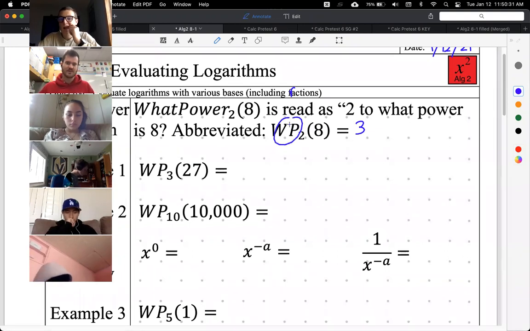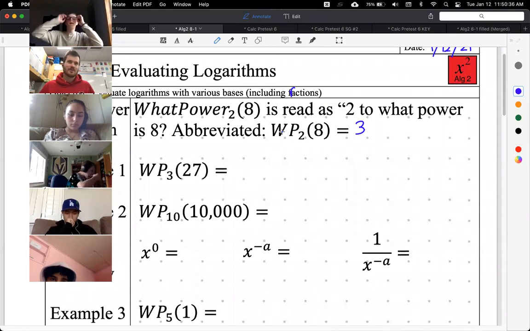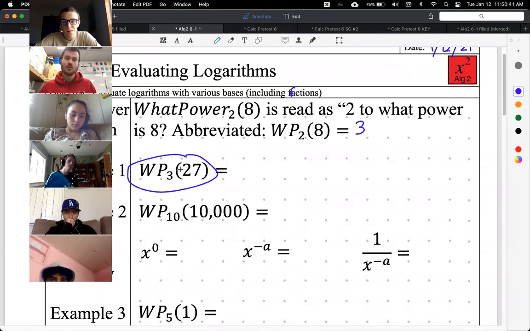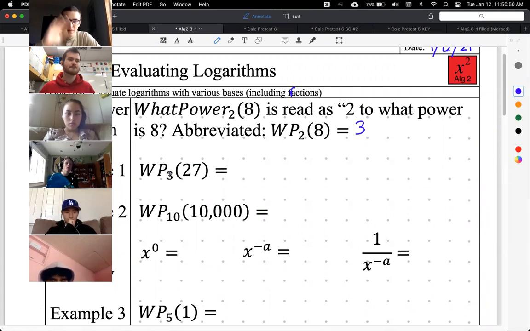And I'm going to abbreviate it WP because right now what power is laborious. I do not like it. All right, let me try asking you the same question. First of all, who can read this the correct way? Yeah, Charles, read this correctly. 3 to what power is 27? There it is. All right.